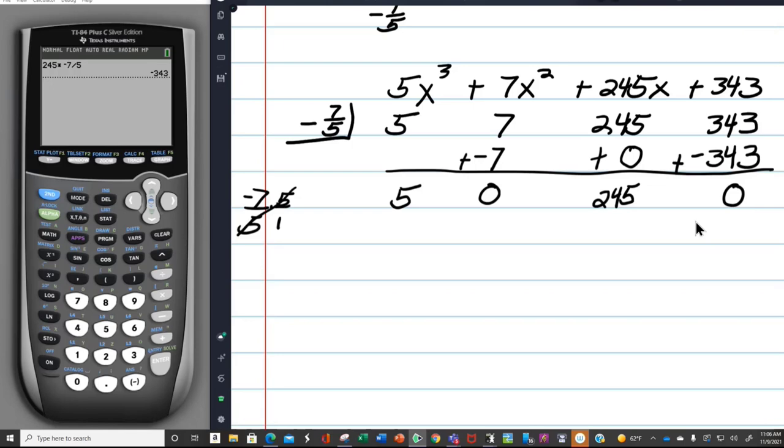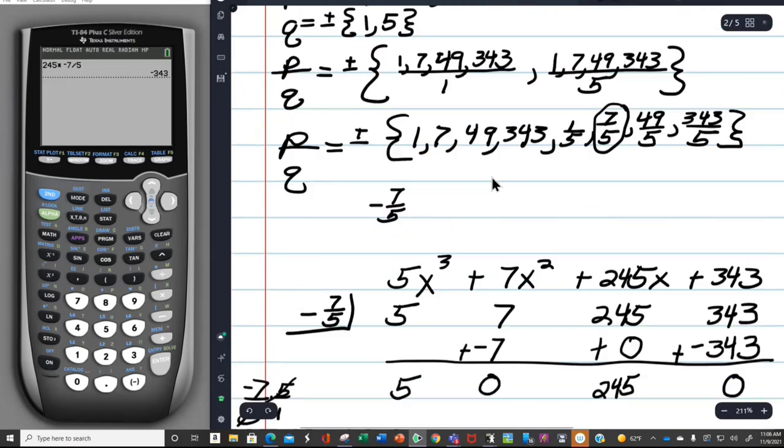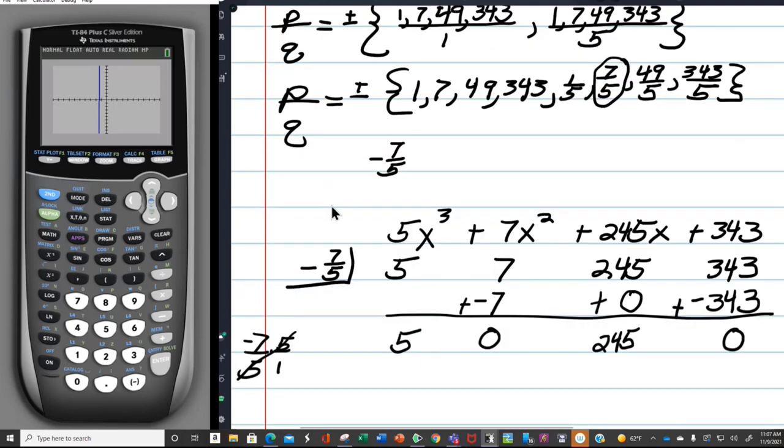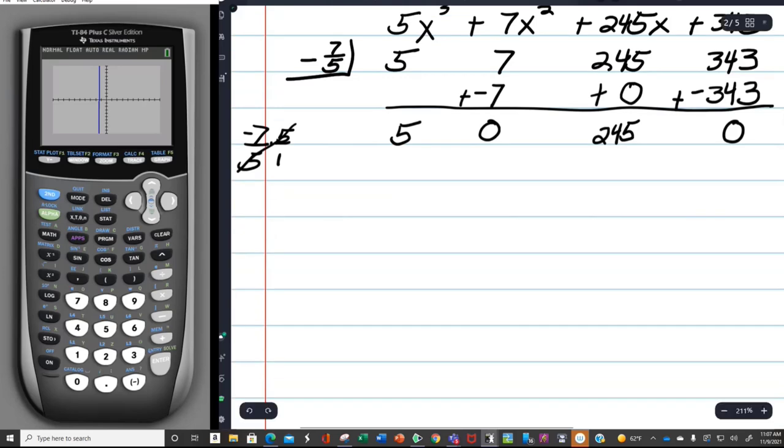Ha! So this was just a guess. Of all these numbers, the negative version of 7/5, because we're dealing with positive and negative, was the only number right there between negative 1 and negative 2. So this P over Q business is really valuable. All right, so we have a rational zero.